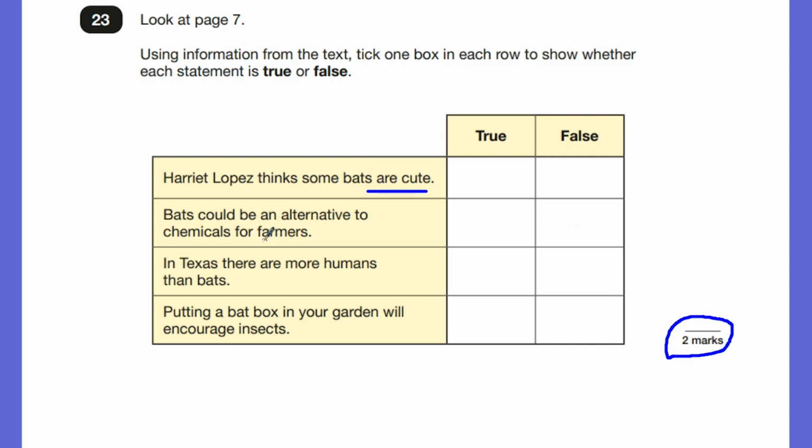Bats could be an alternative chemical for farmers. We know that that is true because we've seen it in the text already. In Texas, there are more humans than bats. More humans than bats? I don't think so, but we need to check that. Putting a bat box in your garden will encourage insects. Is that true, or will it encourage more bats? Let's go back to the text and see if we can find some of these things.